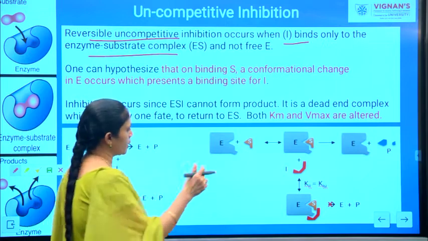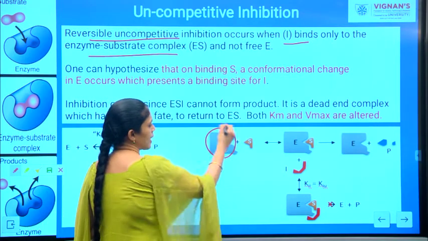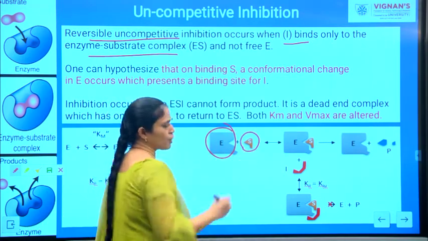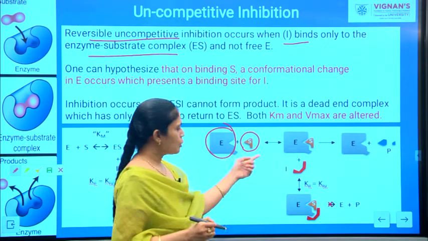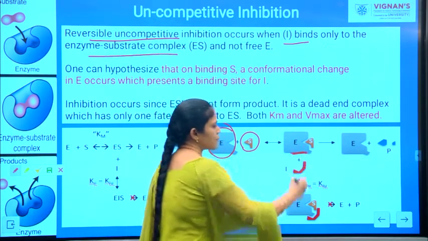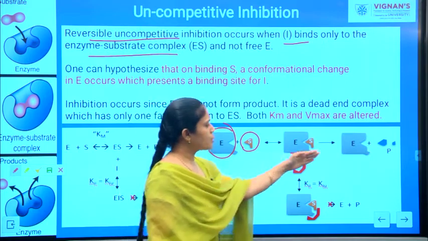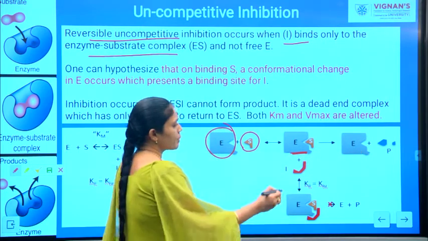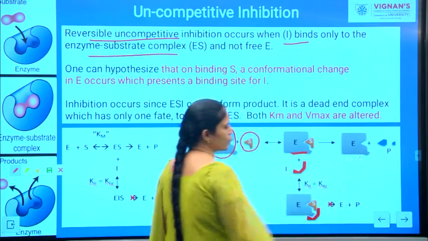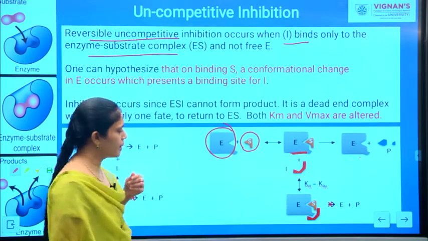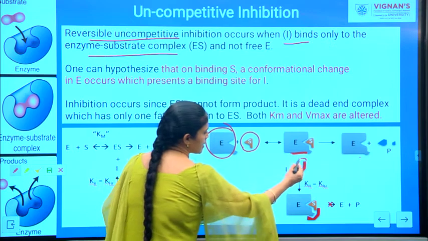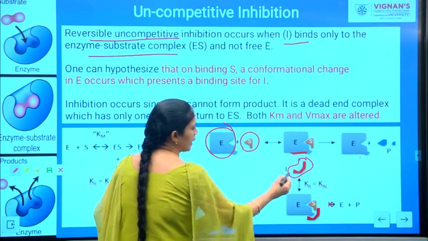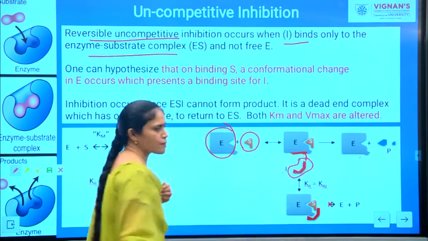Let us see this particular figure. Consider this as your enzyme and this is your substrate molecule. When these two combine, you get an enzyme substrate complex. In a normal situation, you will get the product with the release of your enzyme. But in the presence of an inhibitor, let us consider this as the inhibitor, this inhibitor I goes and binds to the enzyme substrate complex.